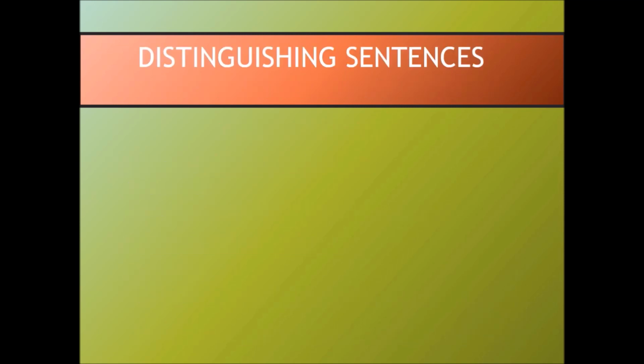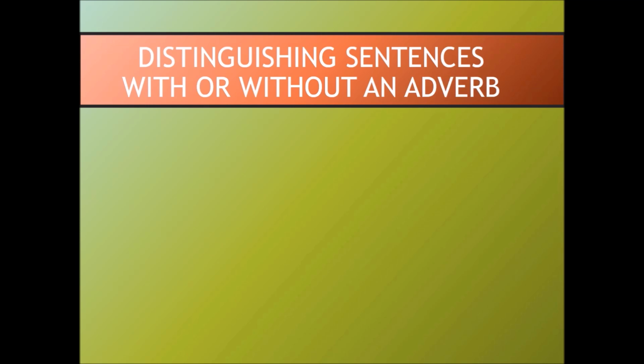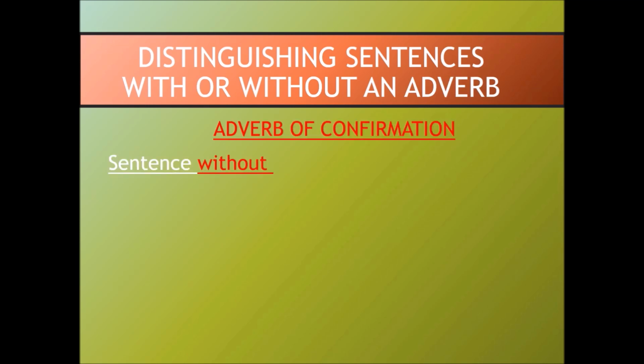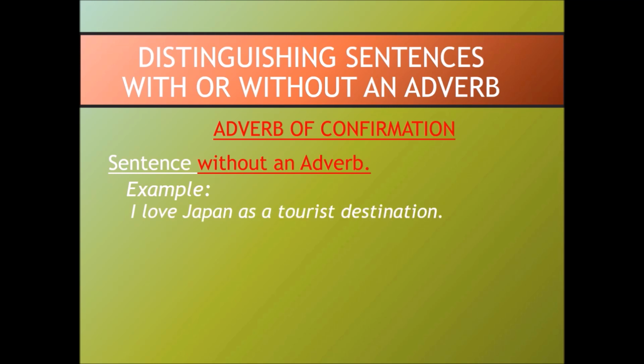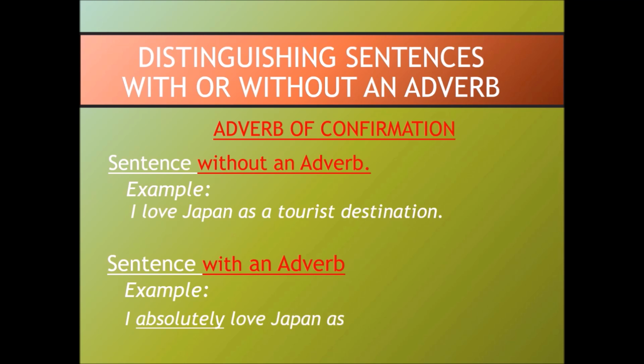This time, we have the adverb of confirmation. Sentence without an adverb. Example, I love Japan as a tourist destination. Sentence with an adverb. Example, I absolutely love Japan as a tourist destination, wherein the word absolutely is the adverb of confirmation.